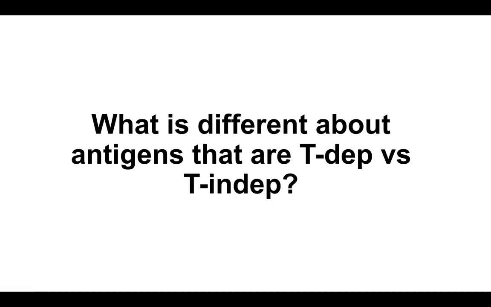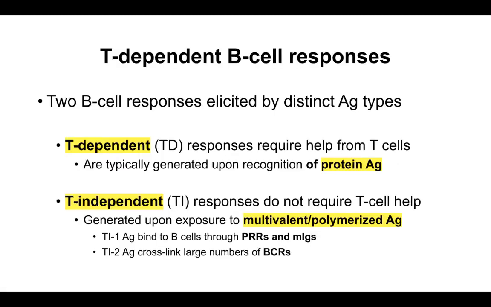What is different about antigens that are T-dependent versus T-independent? T-dependent antigens tend to be proteins, and T-independent tend to be long things like multivalent or polymerized antigens, and it tends to be more often proteins that are T-dependent.